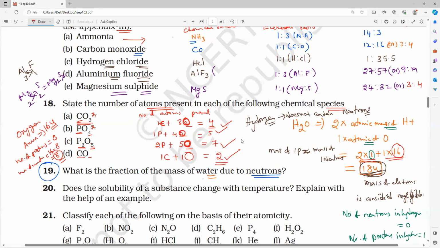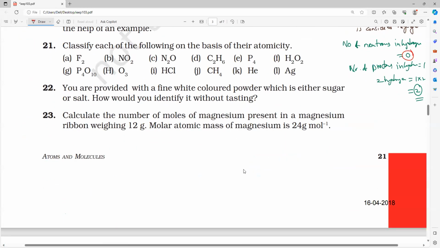Now, the number of neutrons in both hydrogen atoms and the oxygen atom: 0 plus 8, totally 8. Total number of neutrons is 8. Okay.